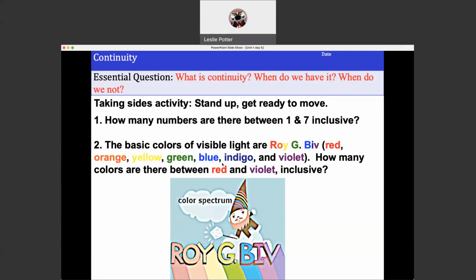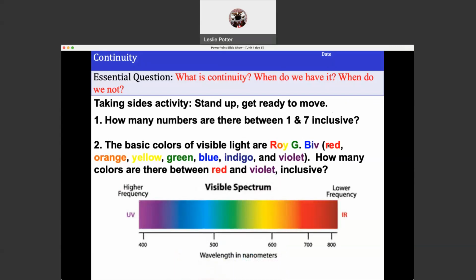No gaps, no holes. You always keep going in between. So we call the numbers in the number system the real number line. The visible spectrum is a continuous spectrum. All right. So we know now that we really have a continuous scenario for each one of those two. There's the visible spectrum, right? There's no gaps or holes in the visible spectrum.